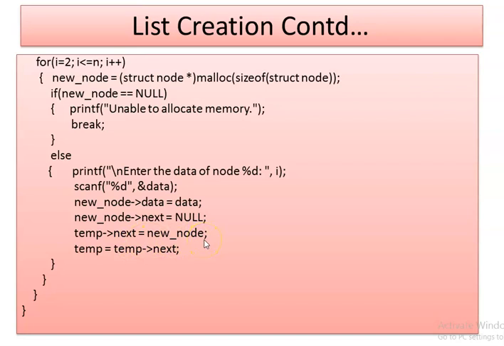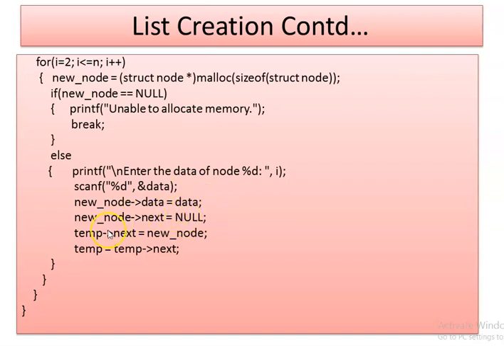What does this mean? With this statement, suppose that new node is getting the value 3000. That means new node will be pointing to address location 3000. At that location, we have stored the new data. We have also stored null address. So 3000 arrow data will be having a value. 3000 arrow next will be null.